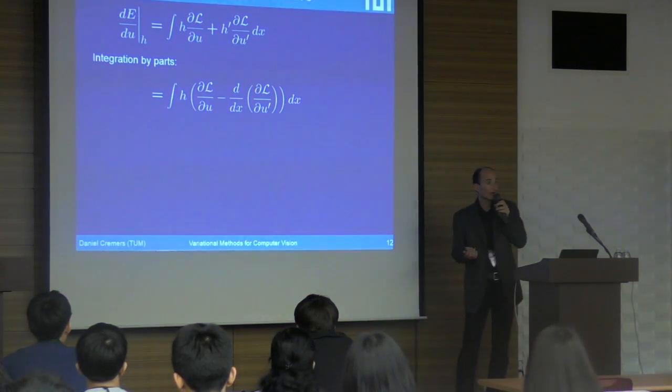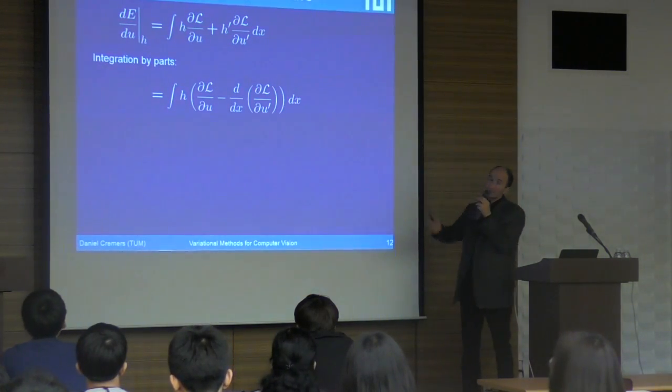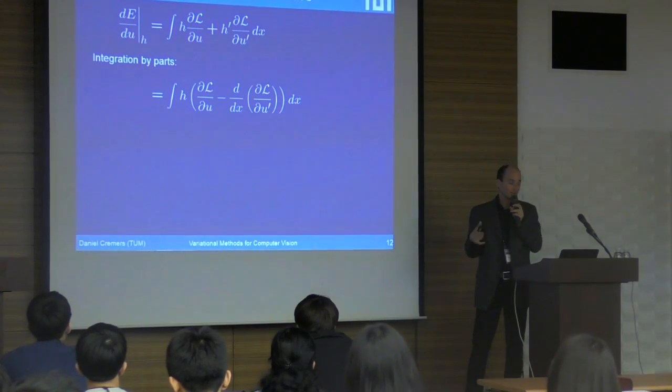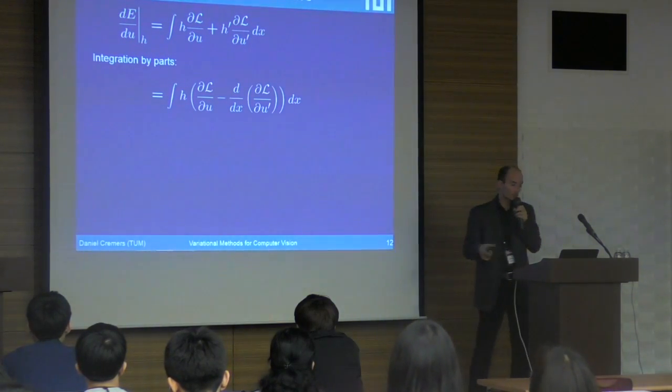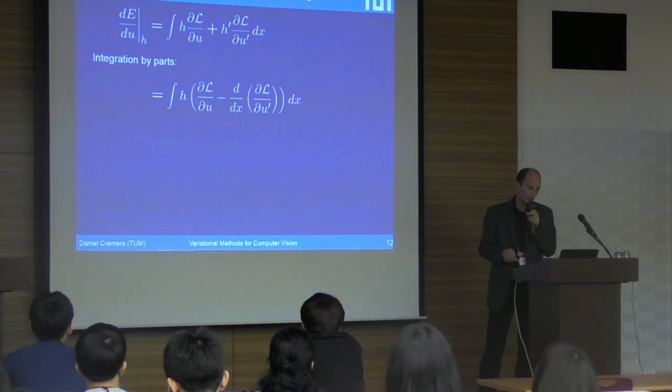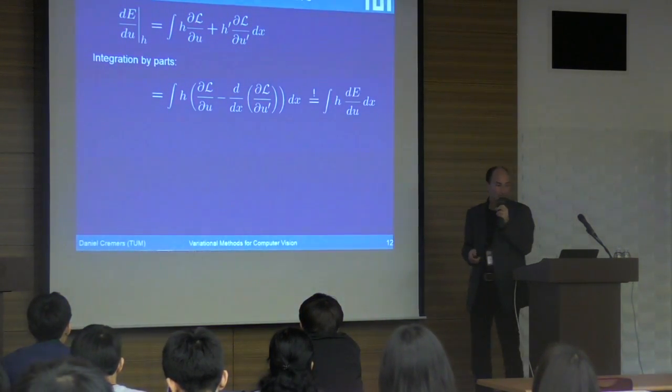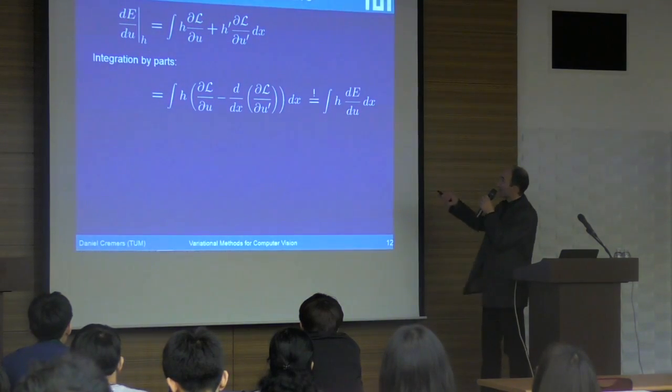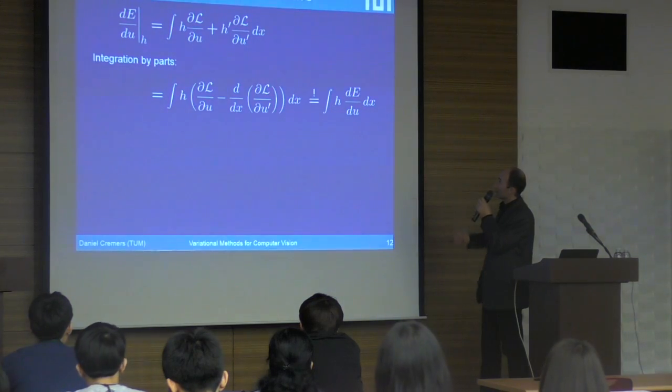What I'm assuming now is that the perturbation h is 0 on the boundary. This is called the Dirichlet boundary condition. There are others, but I'll not go into too much detail here. It's not so important.